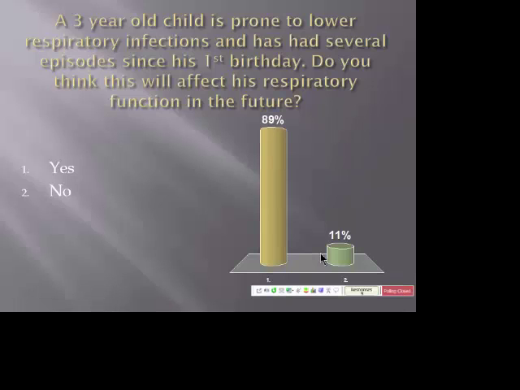Yes, it will, because remember, alveoli develop till about 8 years. So the younger the child and the more the infections, obviously they are going to be hitting at something which is developing. So the child's respiratory function is affected.